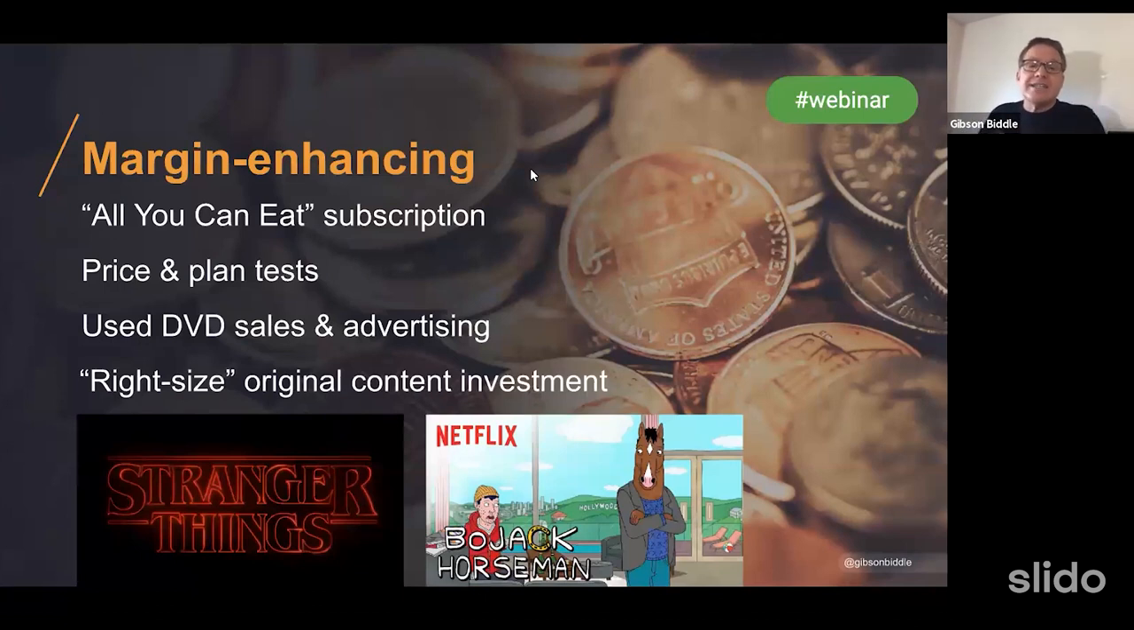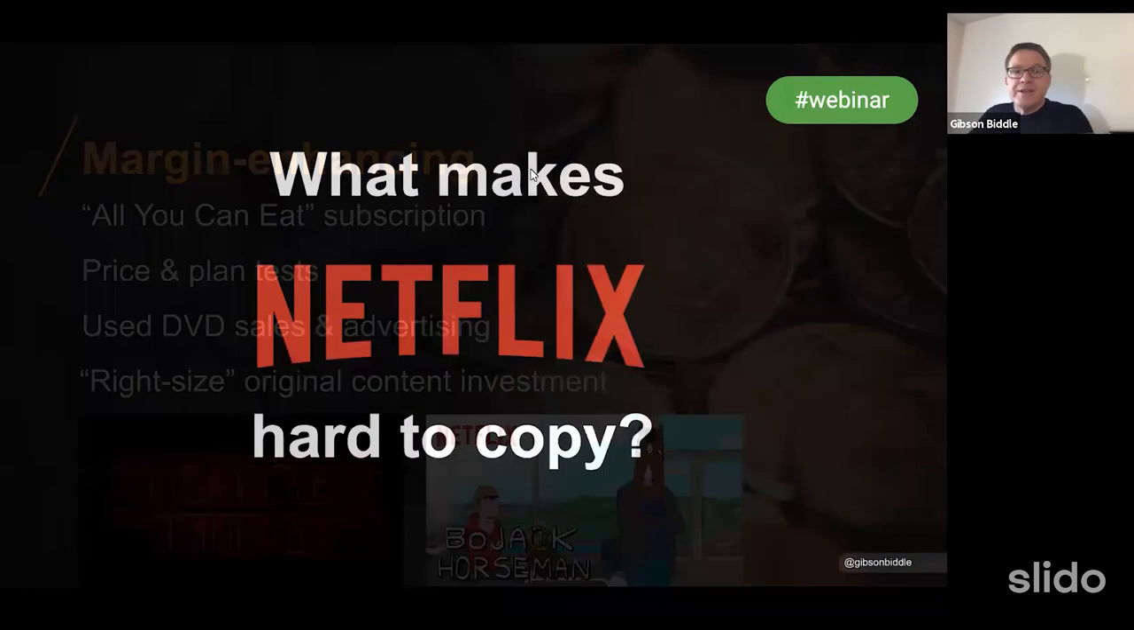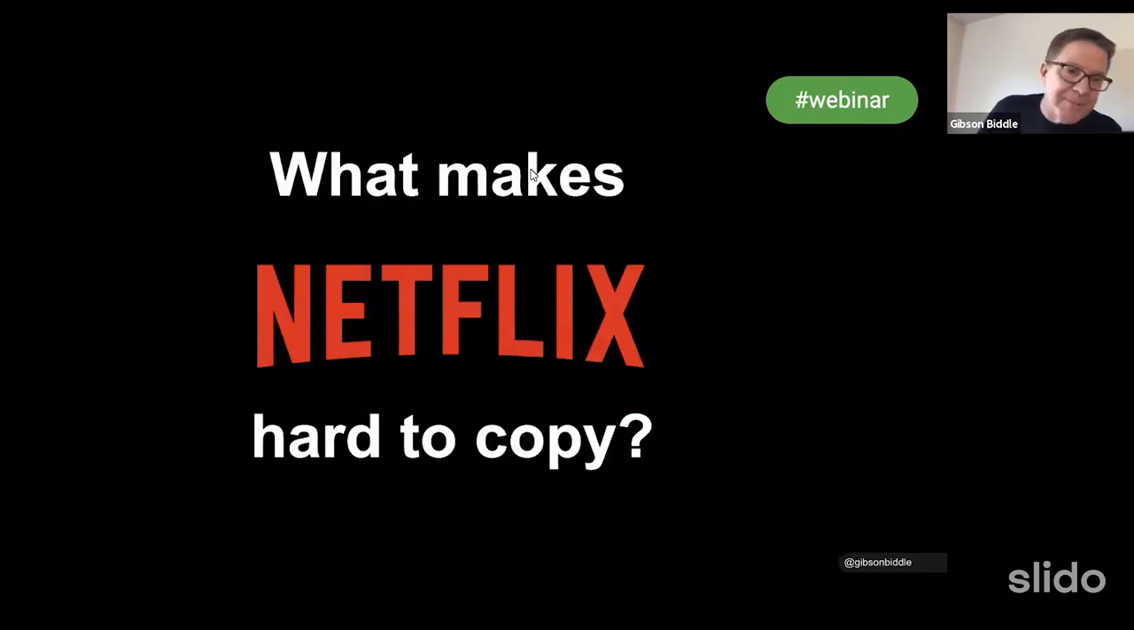So this is the concept of right-sizing your content investment. And this is one of the ways that Netflix is learning to make money. It's a huge advantage over some other companies out there. So here's the tricky one. What makes Netflix hard to copy? And that's what I want you thinking about right now. And I'll be asking you your answer.